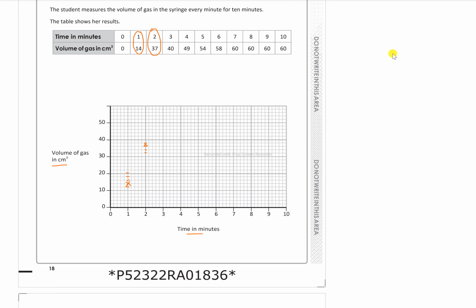Right, let me just do it with a different color. Oh, I can't believe that. This is the world's greatest curve. Right, let's carry on.